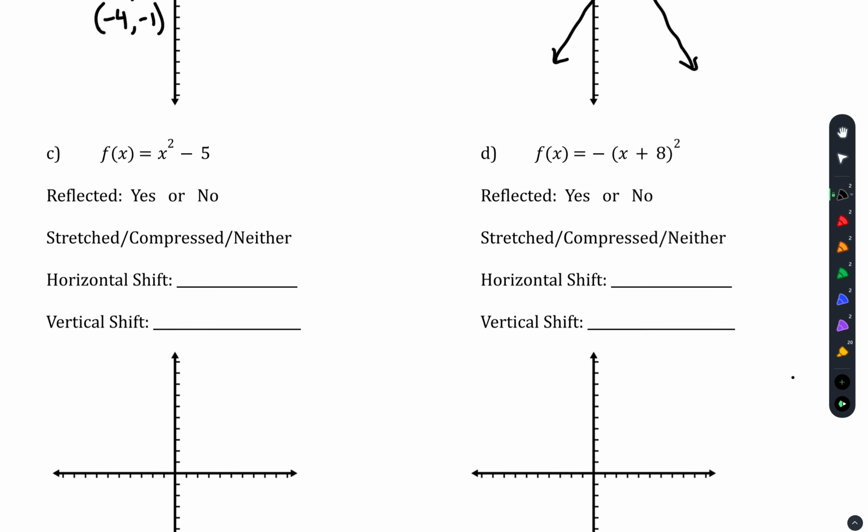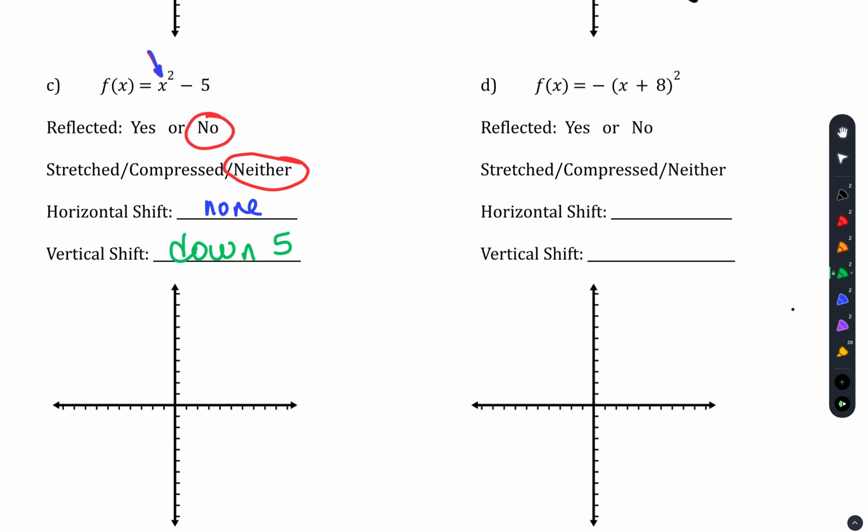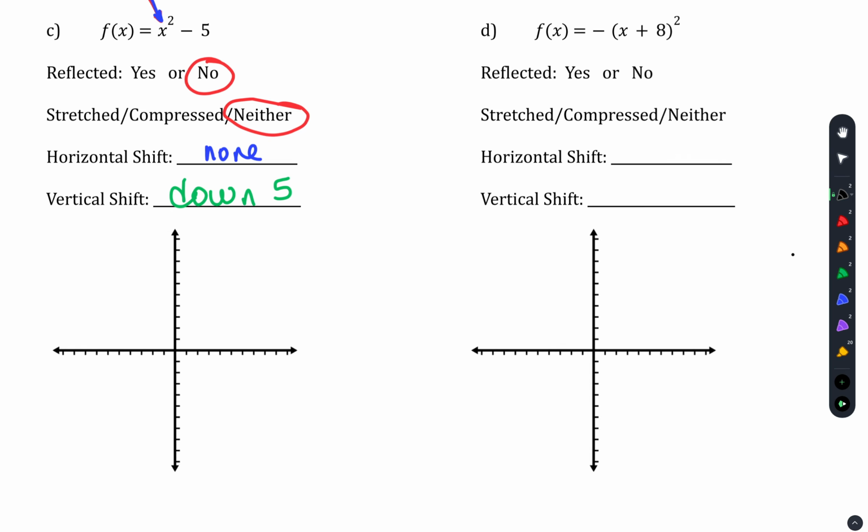Okay, next one. Reflected, yes or no? Stretched, compressed, or neither? Horizontal shift? None. Remember, your horizontal shift goes in between the x value and the square. There's nothing in between there, so this is none. And then vertical shift? So I'm going to start in the center. I'm not moving left or right, but I am going to go down 5 points, so that's right here.